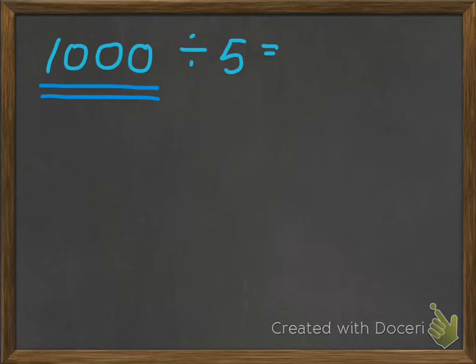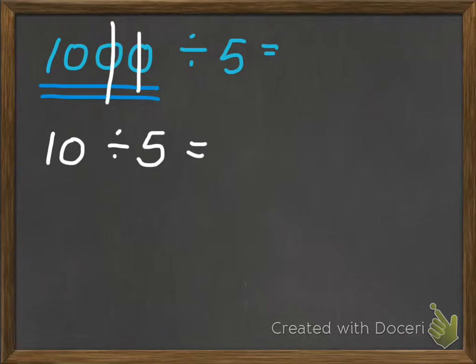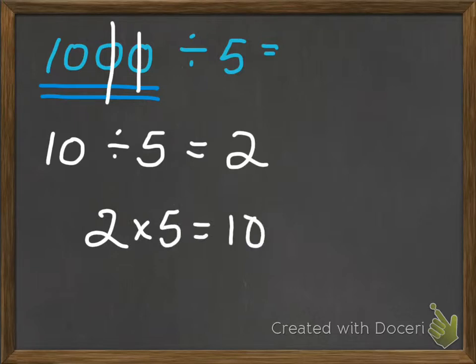So I noticed that in the problem 1,000 divided by 5, if I took off 2 of these zeros, it looks an awful lot like 10 divided by 5. I know 10 divided by 5. 10 divided by 5 is 2. I know this because 2 times 5 equals 10. Okay, so I'm just going the opposite way and doing 10 divided by 5. That equals 2. Okay, so I know that fact family backwards and forwards, so that's going to make it easy for me to divide today.